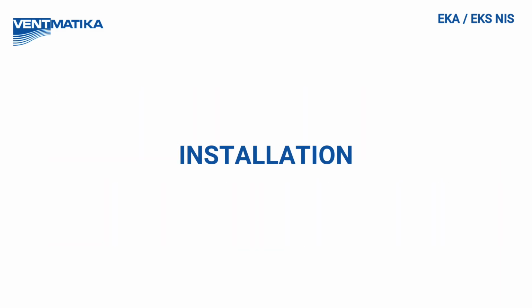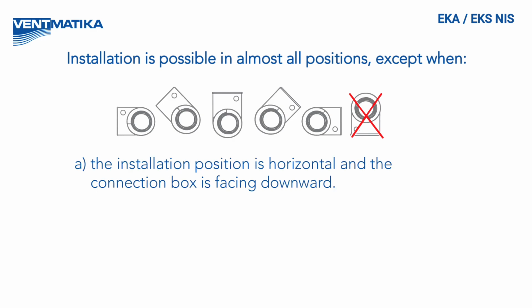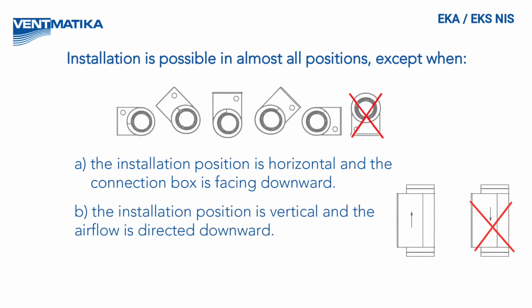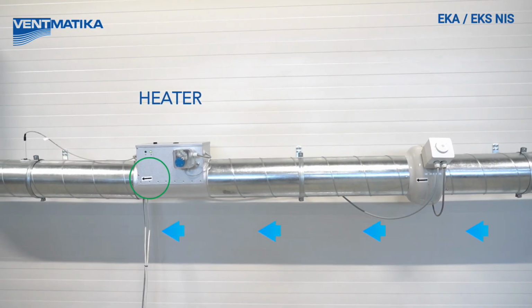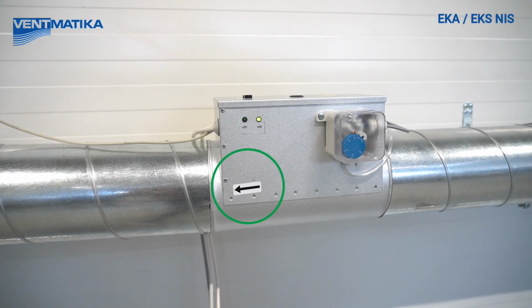Installation. Installation is possible in almost all positions, except when A. The installation position is horizontal and the connection box is facing downward. B. The installation position is vertical and the airflow is directed downward. Install the round duct heater in accordance with the airflow direction, as indicated on the housing.